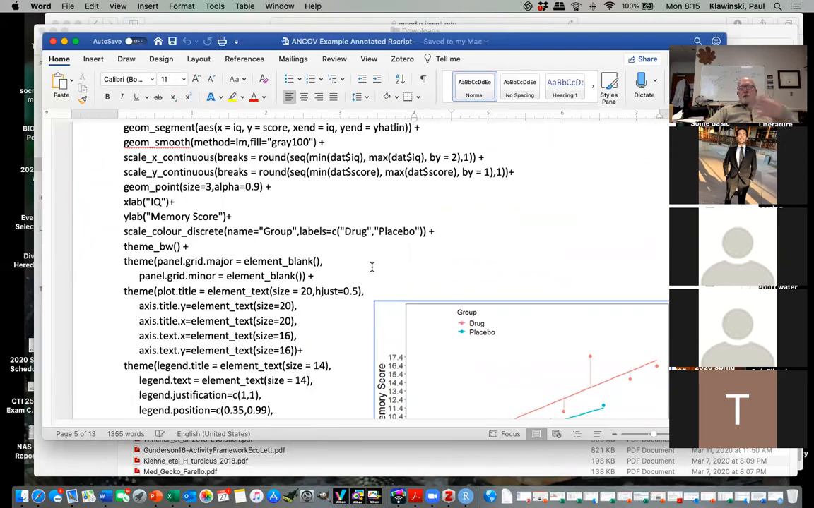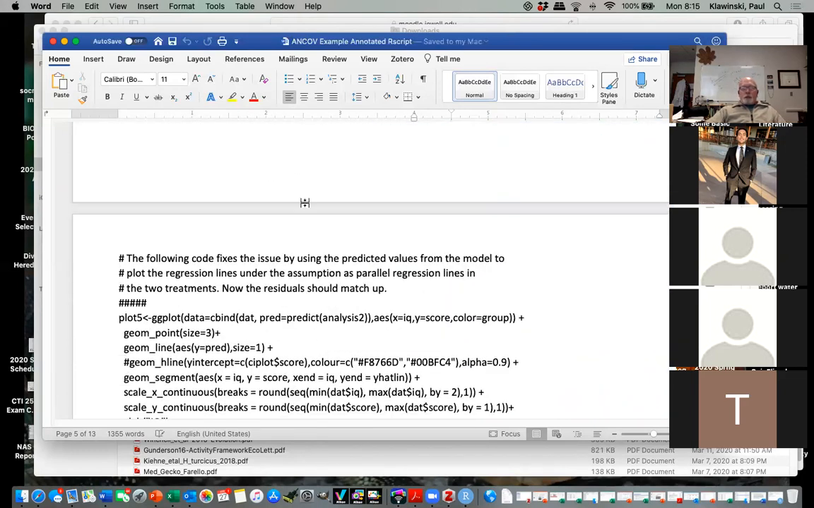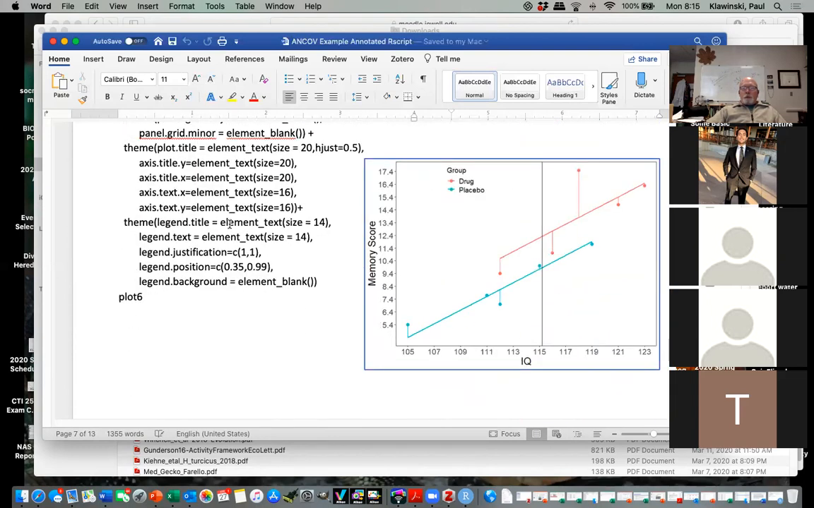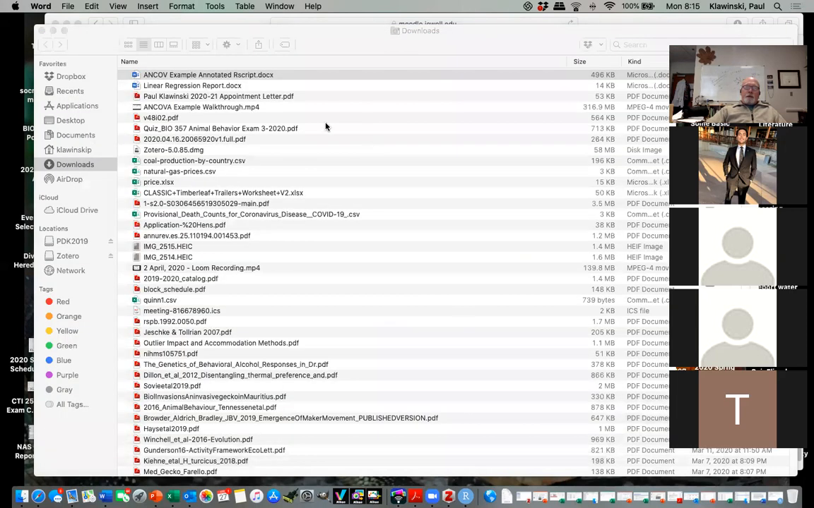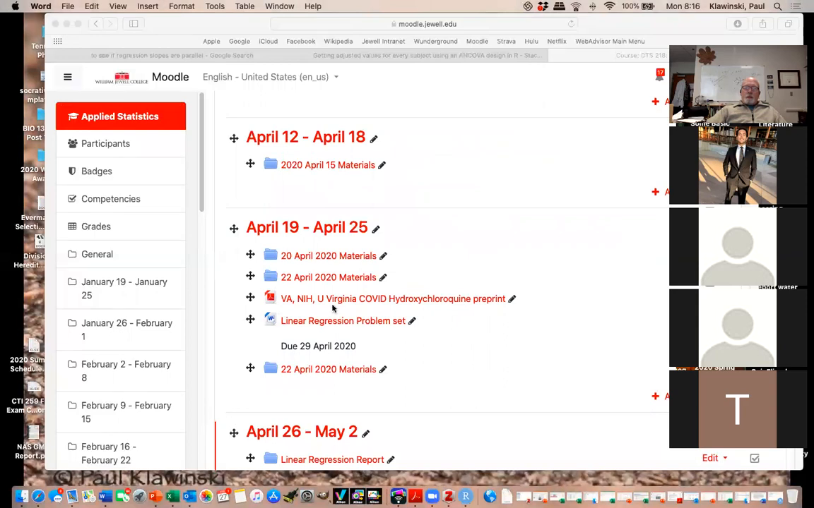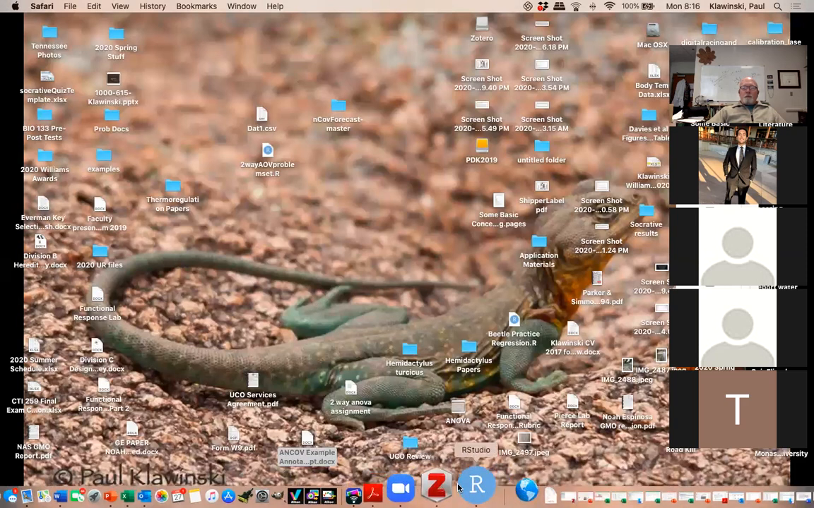So this is a printout of the thing that I'm about to go through with you, and also a thing that is on a screencast on the YouTube site. That's what we're about to go through. So you can download that and have it handy, or you can open up the R script from the Moodle site from last week, which is in the April 22nd materials, the ANCOVA example and the ANCOVA example CSV file. And if you want to have that open in front of you, you can just walk through it while I walk through it myself. Questions?